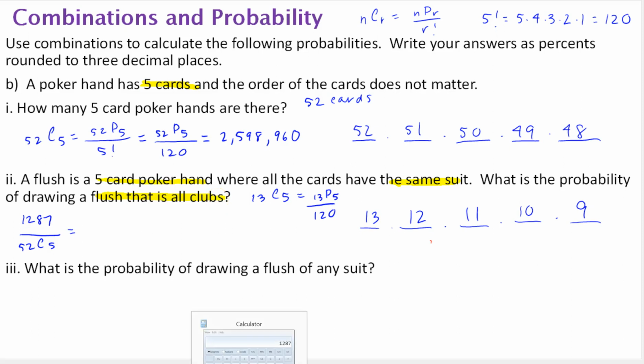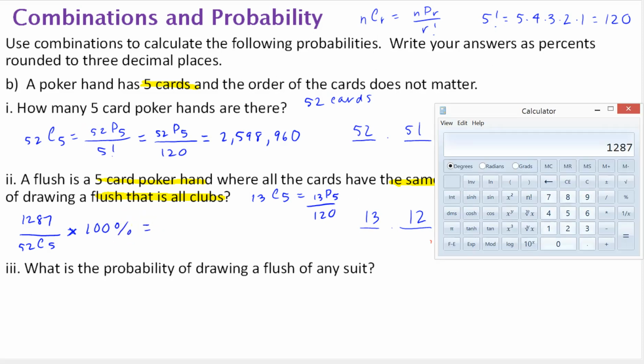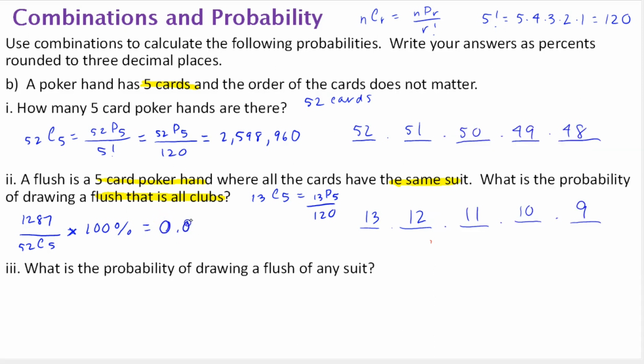And now I'll put a times here. This is going to be a small number. So let's write it as a percent: divided by 2,598,960 times 100, and round to 3 decimal places is 0.049. The 9 rounds the 4 up to 5, so it's 0.05%. So very unlikely.